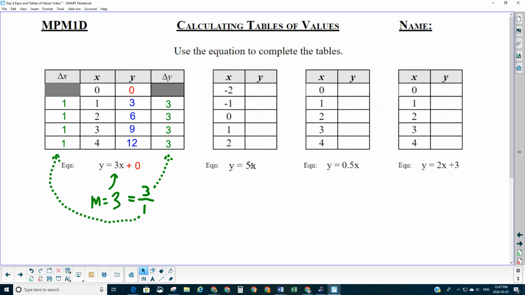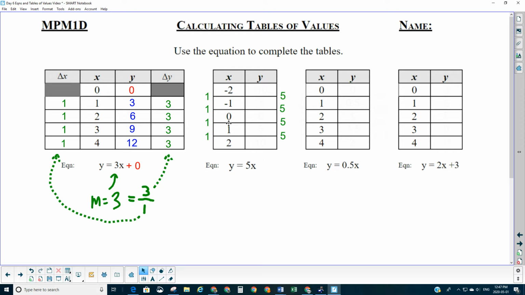Let's try the next one. This is y equals 5x, so that means the slope is 5. So as long as this is going up by 1s, which it is, this is going up by 5s. And there's no initial value, so it starts at 0.